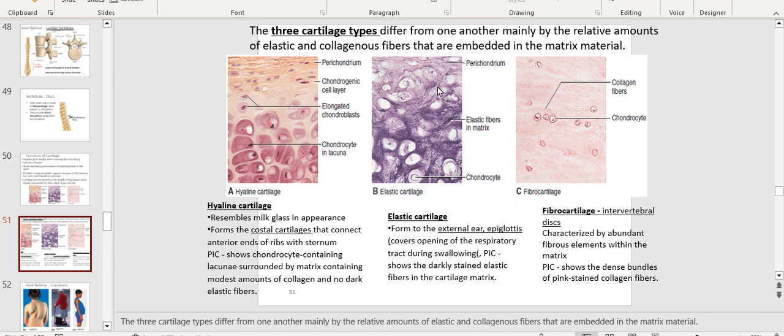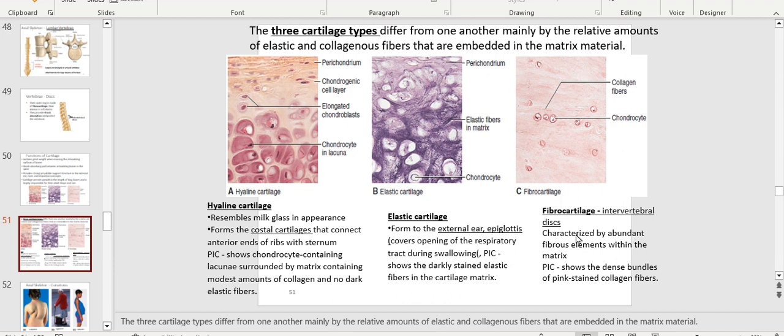Elastic cartilage here. This one, we're talking about the ear, the nose, you know, just squishy. That's what makes up the ear, and the epiglottis, which is a covering that stops food from going into your respiratory tract. The pic here shows the darkly stained elastic fibers in the cartilage matrix.